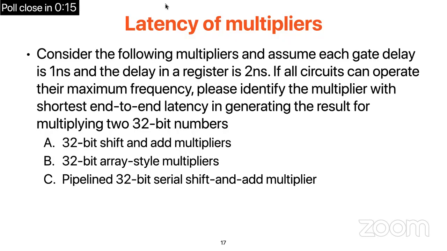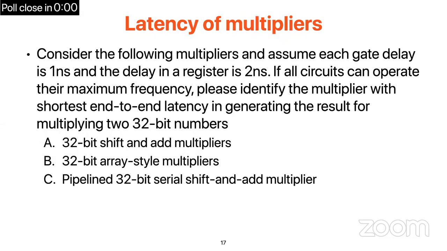All right, let's wrap up in 15 seconds. 5, 4, 3, 2, 1. Time is up. Okay, let's look at what you guys think. So for the latency of multipliers, this is what you think. It looks like C is the most popular answer.